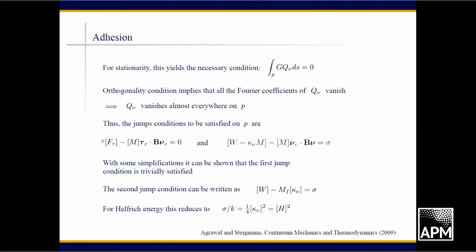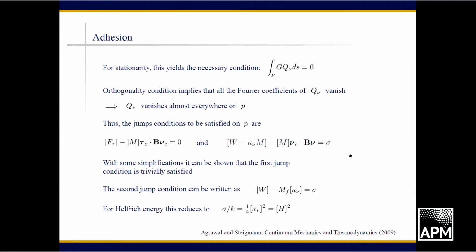The square bracket is associated with the jump, the discontinuity, as one approaches the perimeter from the freestanding portion of the bilayer, subtracts the field coming from the contacting portion. We find essentially two conditions that must be satisfied involving discontinuities. And ultimately we can show that the first of them reduces to an identity, but the second one yields non-trivial information. And this involves the discontinuity in the curvature of the bilayer, which is necessary to sustain adhesion. So that's an interesting aspect of this problem.